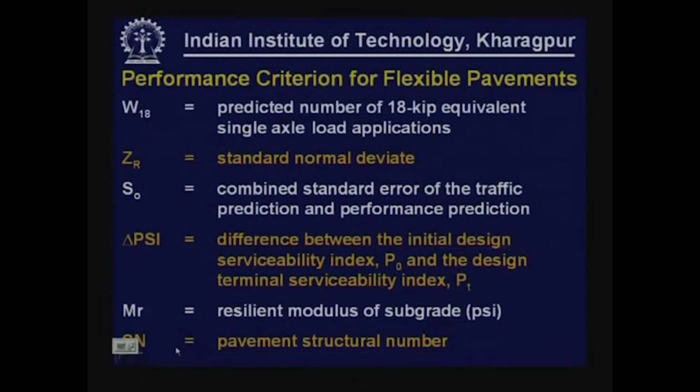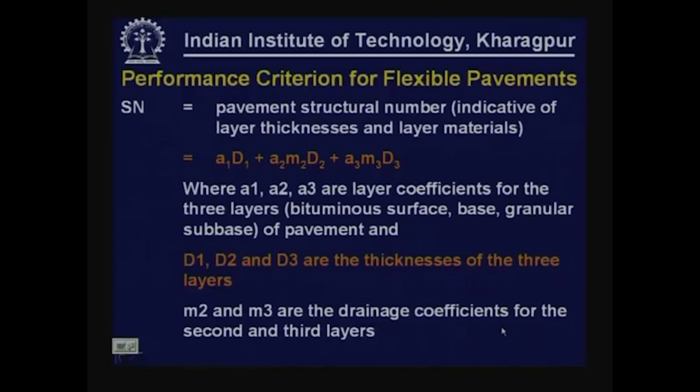Similarly, the other parameters used in the performance equation are MR, which is the resilient modulus value of the subgrade, and SN, which is the pavement structural number. SN, as I mentioned earlier, is a single index that indicates the strength of the pavement. But we know a pavement can consist of a number of layers. What we are representing as pavement represents all those layers that are above the subgrade, above the foundation. So there can be 3 layers, 4 layers. It can have different types of materials, and these materials may be affected by different climatic conditions in a different manner. So taking into consideration all those things, one single parameter, one single value has to be evolved to represent all these layers.